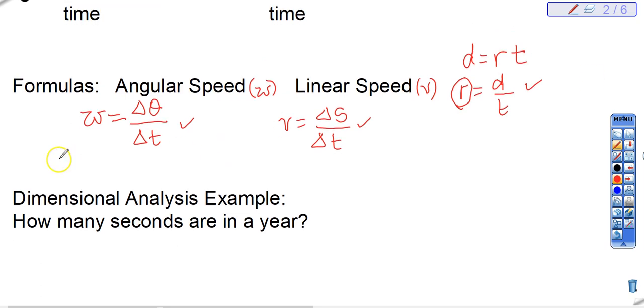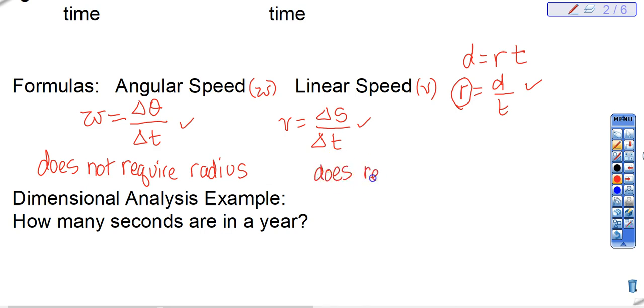Okay, now angular speed does not require radius. Okay, does not. Linear speed does require the radius. Or you could also use the diameter, but you can find the radius from the diameter. So anytime you read any problems today and the diameter is mentioned or the radius is mentioned, make sure you record that value and you use it when you're trying to find your linear speed.